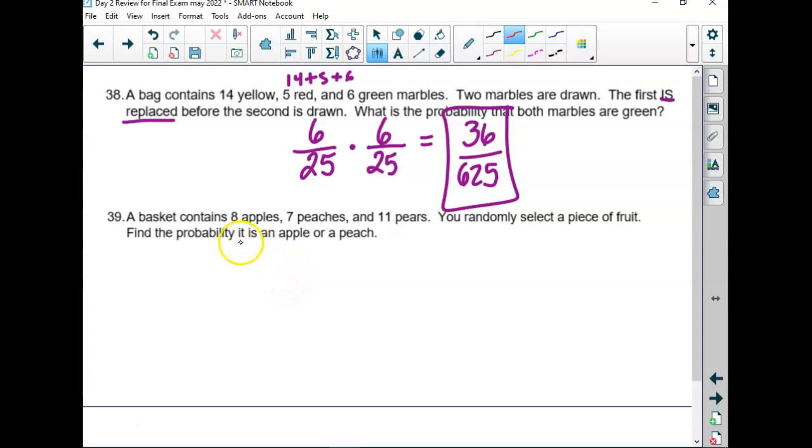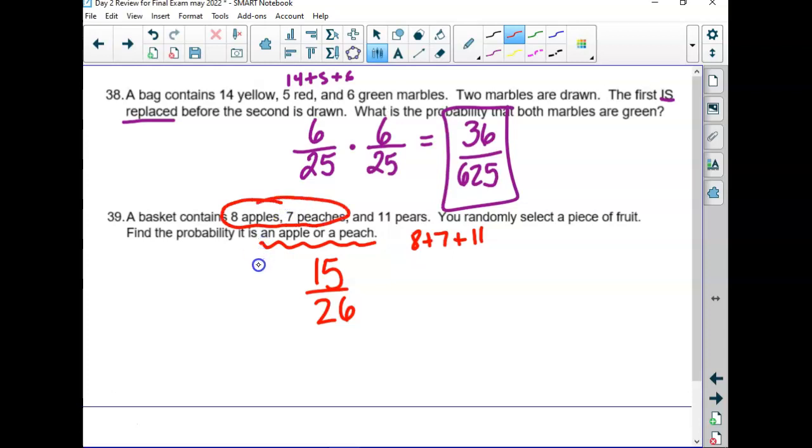All right. Find the probability that you get an apple or a peach out of this. A basket has 8, 7, and 11 is 26 pieces of fruit. Okay, remember, probability is winners. Well, all I care is I don't get a pear. I want an apple or a peach. So how many apples and peaches do I have to pick from? 15 out of 26. Is everybody okay that an or means you win if you get either one of these? Are we good?